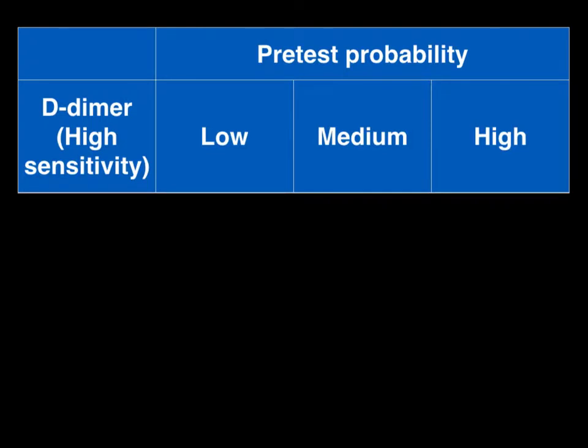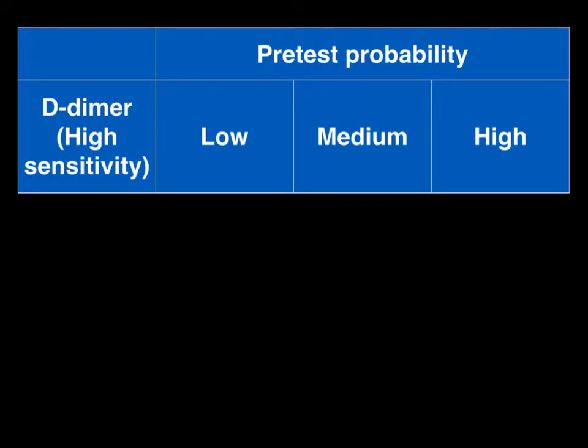Now, the next step that we usually use when we're thinking of DVT isn't jumping right to ultrasound. It's actually considering, well, can I just get a D-dimer? In this day and age, we're using high sensitivity D-dimers, and we can think of our pretest probability as being low, medium, or high.